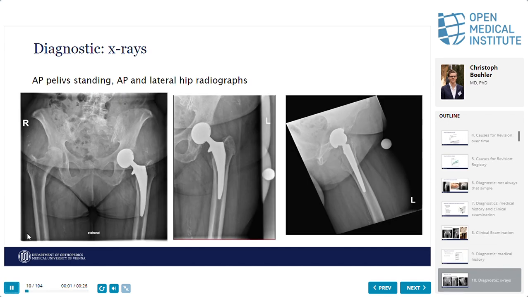The X-rays are the same ones you do for primary surgery. So you do an AP standing, AP of the hip, and lateral view. I think it's obvious what's wrong with this patient. The cup has a high inclination, and this is also a kicking hip.